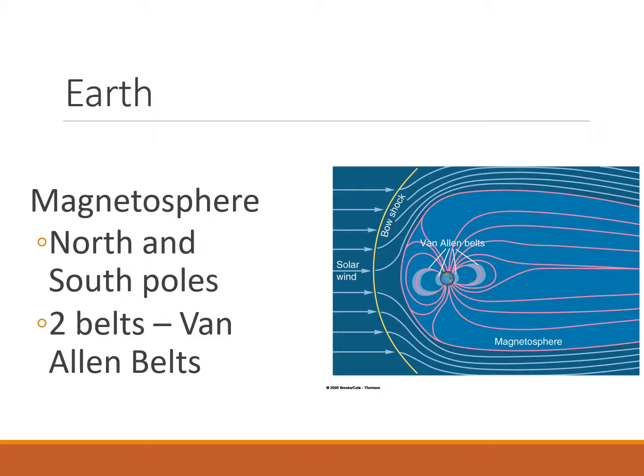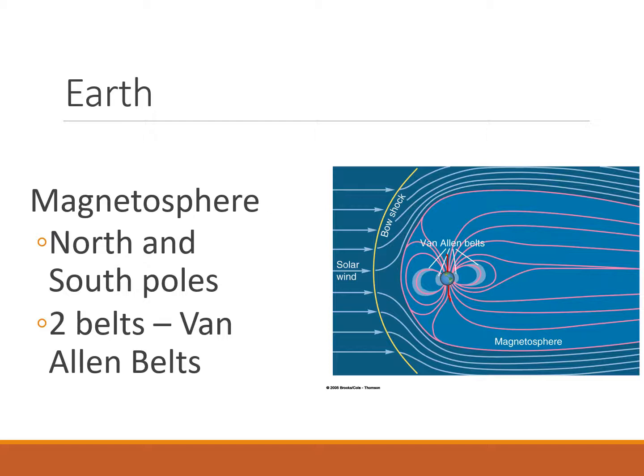Okay, so the magnetosphere has two poles, a north pole and a south pole. I'm going to really confuse you now. The South Pole is not the pole that's on the south of the Earth. Okay, so right here's a pole, right here's a pole, and then you can see the two belts that make up the Van Allen belts. They're right here and right here. Those are the two loops that make up the Van Allen belts.